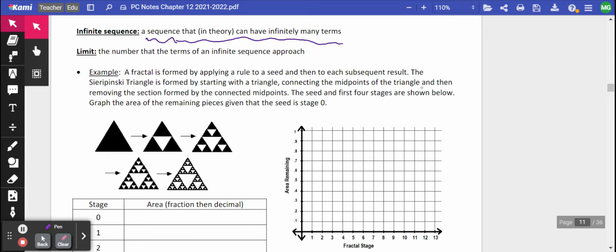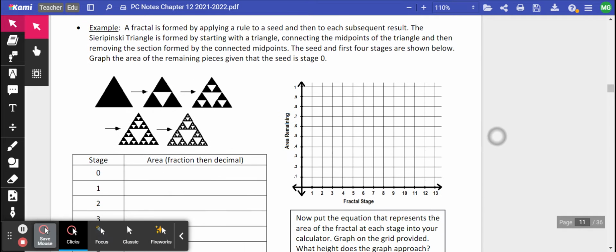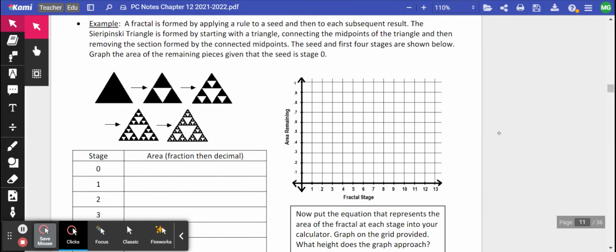So I have an example for you here, and the example is with a fractal. Now, a fractal is formed by starting with what we call the seed and applying a rule over and over again to whatever we get as a result. So we start with a seed, we apply a rule, we get something. Then we apply the rule to what we got. And then we apply the rule to the result of that. And we do that over and over again. So geometric sequence, arithmetic sequence, we did the same thing. We started with something and we applied a rule over and over again.